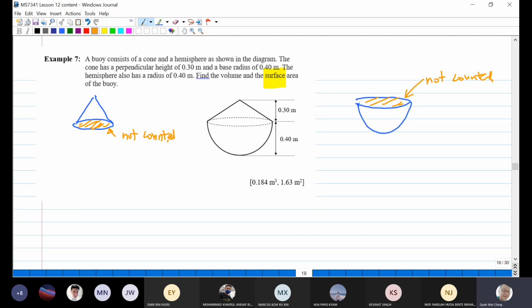So let's look at the cone here. We know that this height is 0.3, and this radius is 0.4 here.